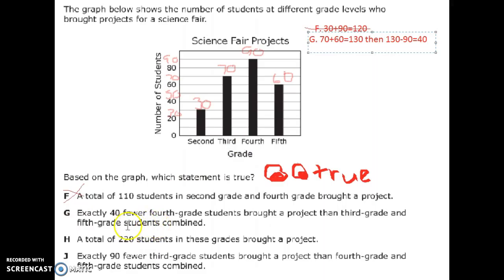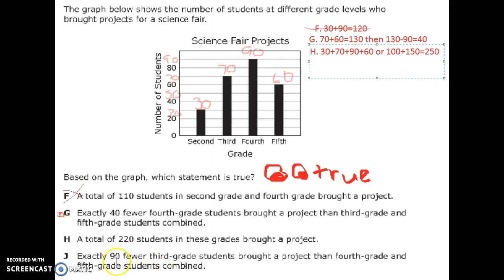For G, we have to find out if there are exactly 40 fewer fourth graders with a project than third and fifth. So we combine third, which was 70, and fifth, which was 60, and that made 130. Then we took that 130 and subtracted the fourth graders, which was 90, and it left 40. And that's what our answer says. So this is in the running. This is right, but we need to make sure that we calculate the rest and that there aren't two right answers. So I put a little dot by G that says, yeah, I checked it, and it's a possibility.